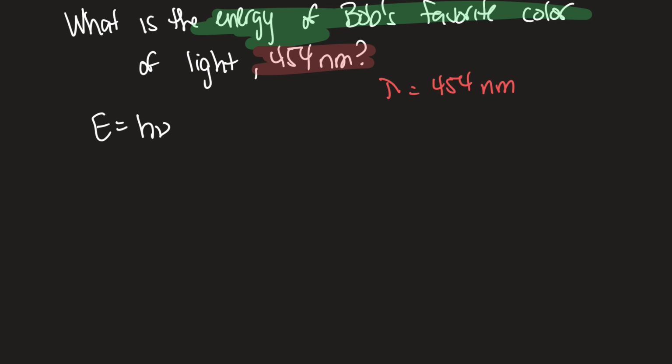In the last video, we determined the relationship between frequency and wavelength, and we noticed that c, the speed of light, is equal to the wavelength times the frequency. Now when you look at these two equations, you notice that the variable they share is frequency. So if I can figure out the frequency of this wavelength, then I should be able to figure out the energy of the wavelength. And that's exactly what we're going to do.